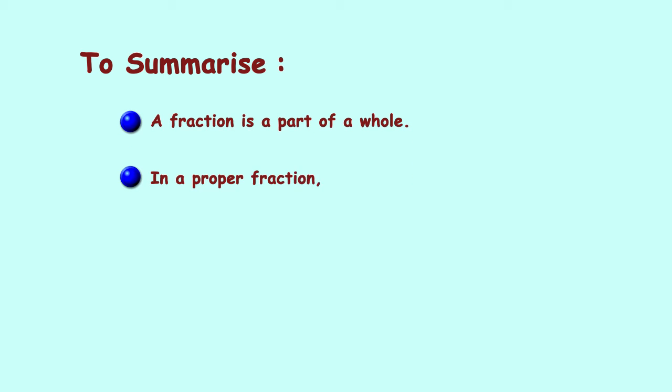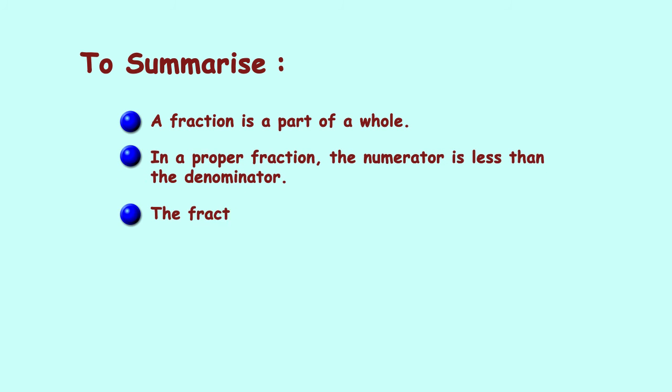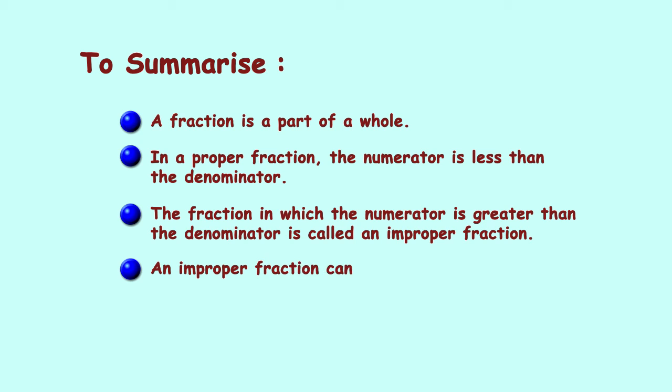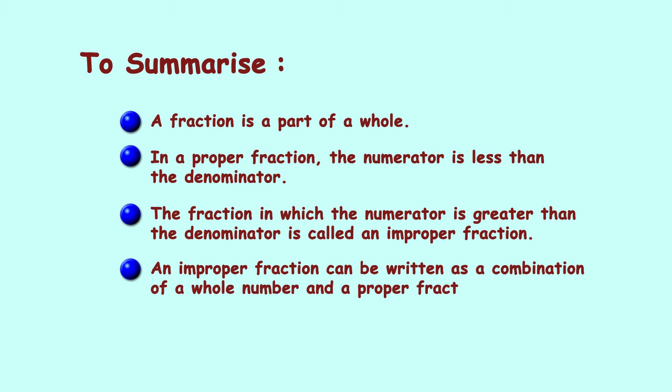To summarize, a fraction is a part of a whole. In a proper fraction, the numerator is less than the denominator. The fraction in which the numerator is greater than the denominator is called an improper fraction. An improper fraction can be written as a combination of a whole number and a proper fraction. Such a fraction is called a mixed fraction.